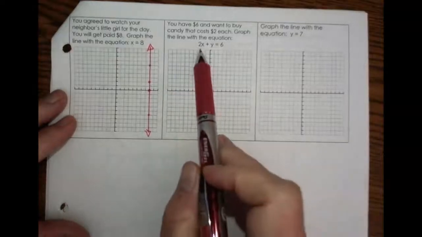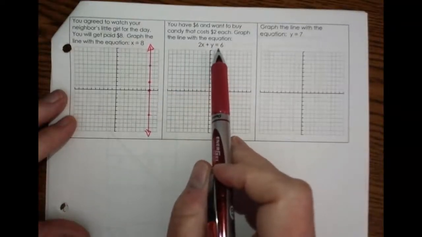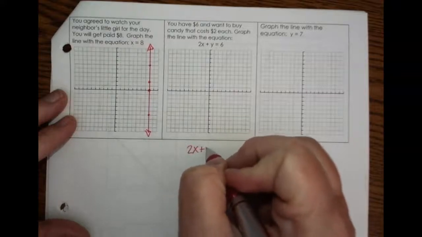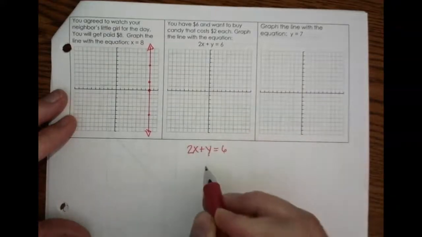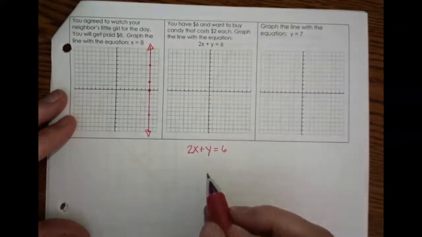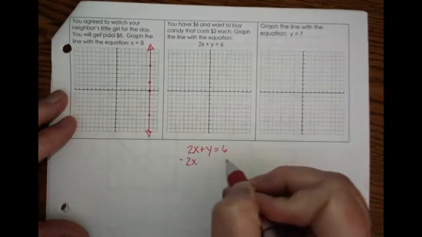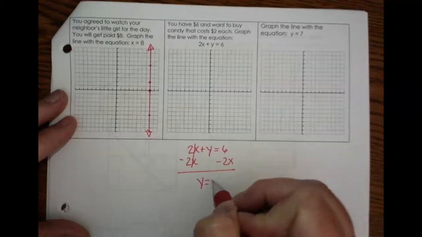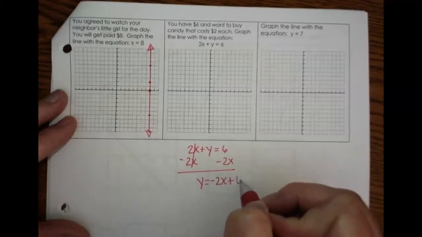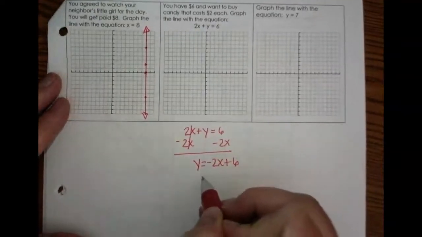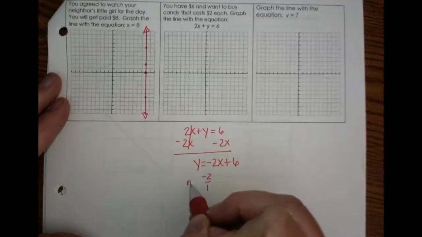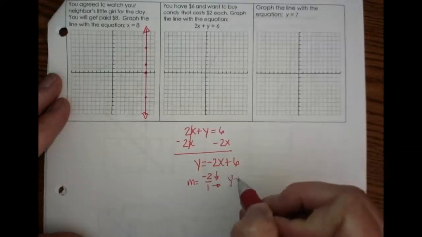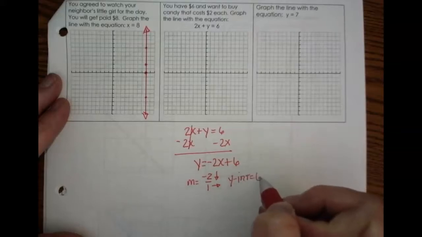Our middle one, notice we're in standard form, we're not in slope-intercept form. So what you want to do is you want to solve for y to get it into slope-intercept form. So we're going to subtract the 2x from both sides. And you get y equals negative 2x plus 6. So your slope is negative 2 over 1. That means go down 2, right 1, and your y-intercept is 6.